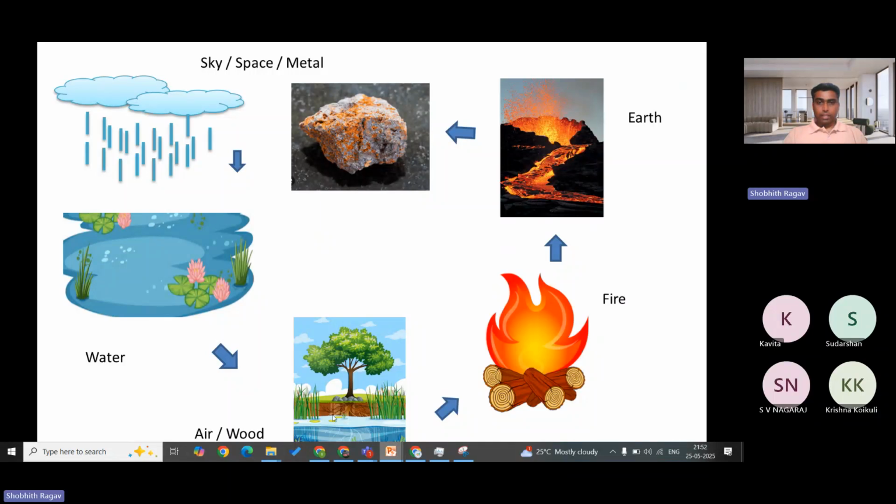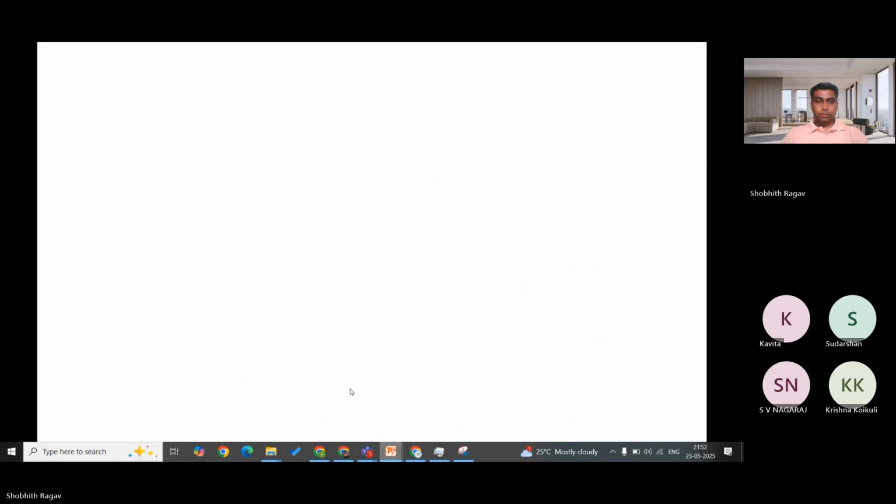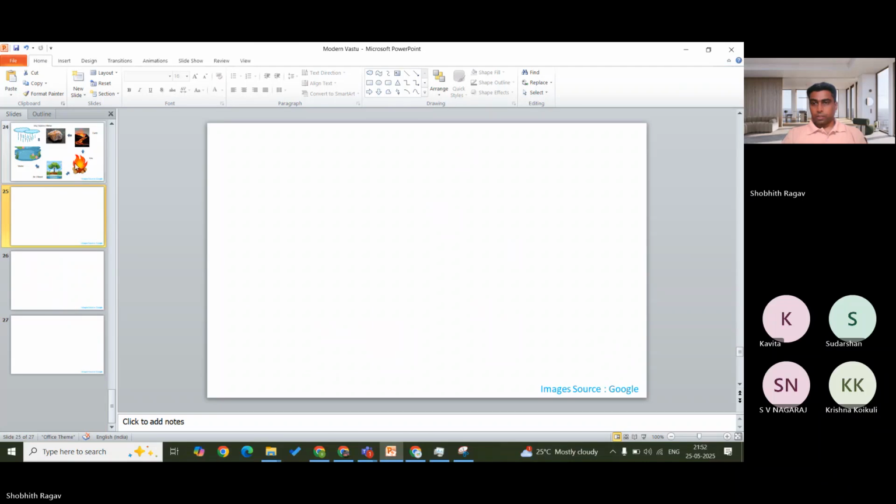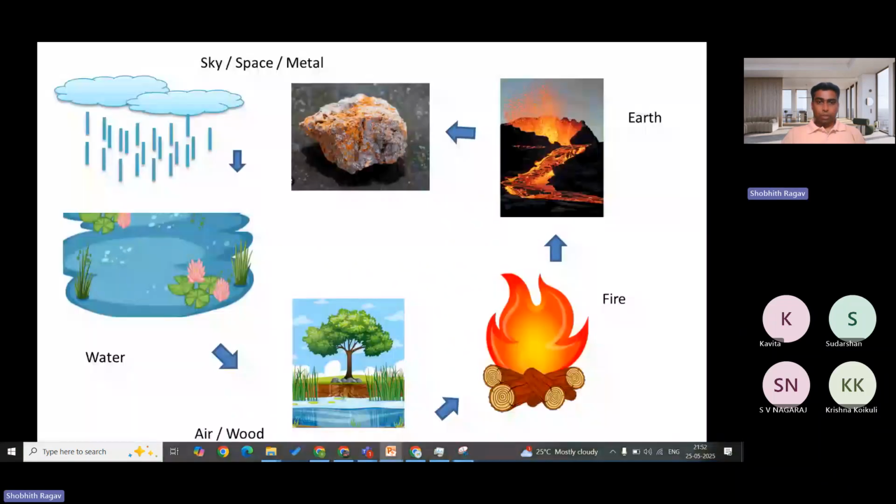So once we have the water, with water, the trees will grow. Now, the tree we had considered as an air element, air or wood element. So now water will create air. You can remember this pictorially; it is easy to remember the sequence.